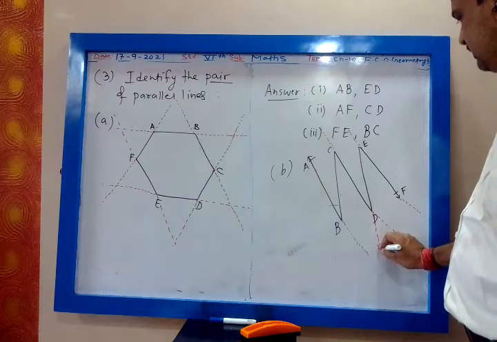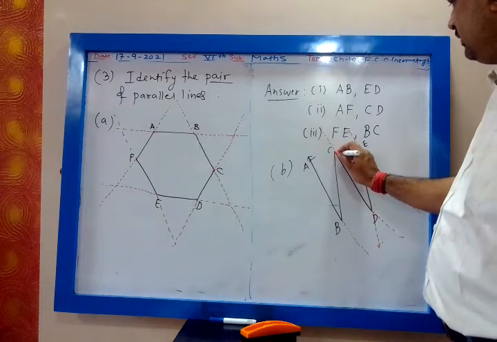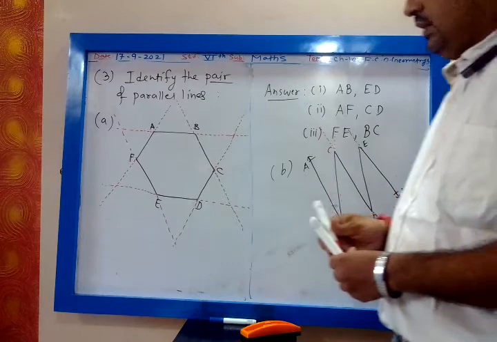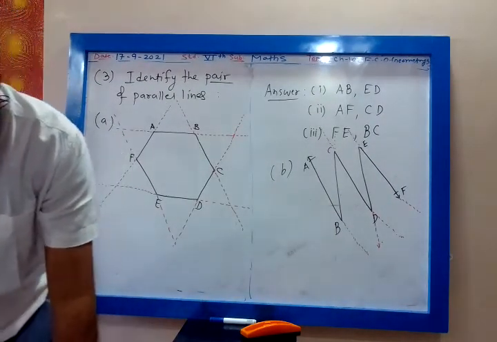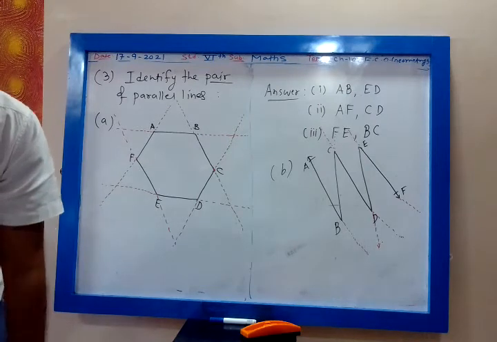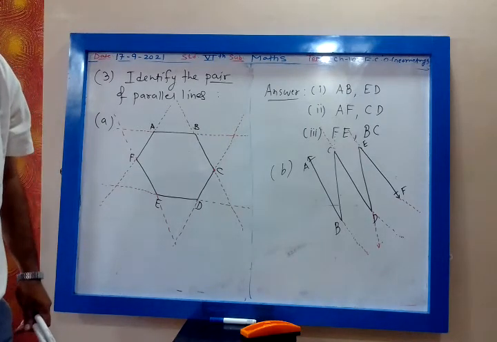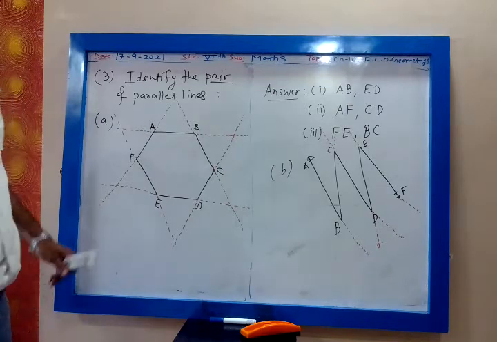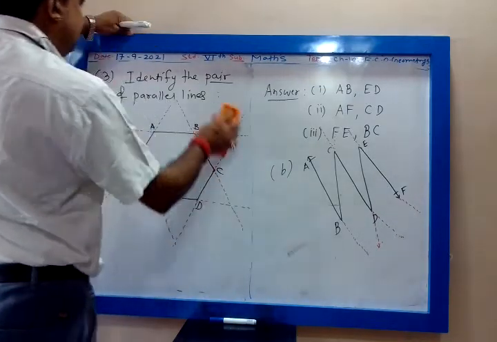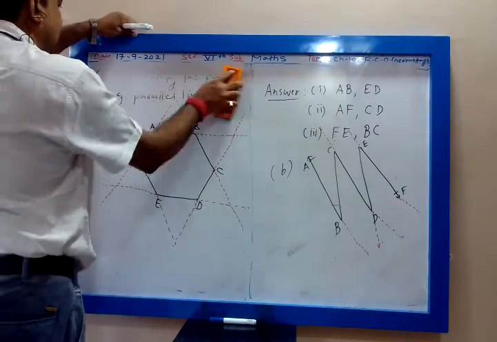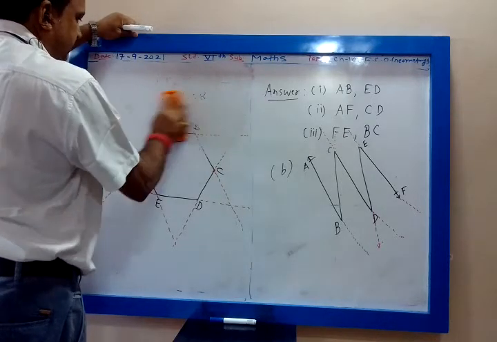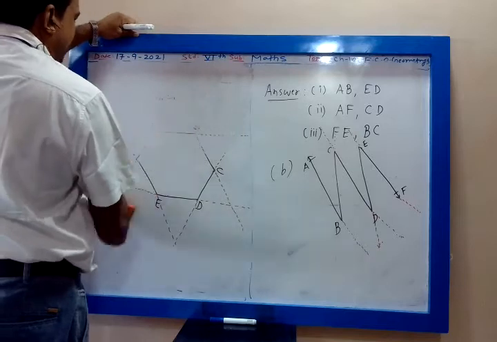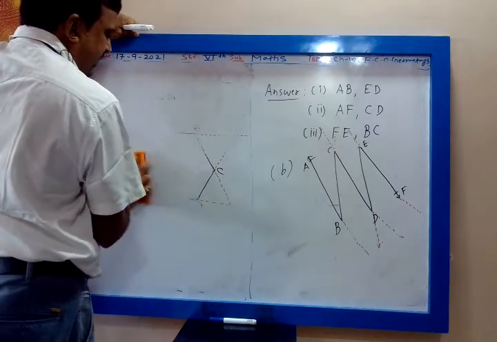This will go like this. Now you tell me the pair of parallel lines. You have to write down the pair.